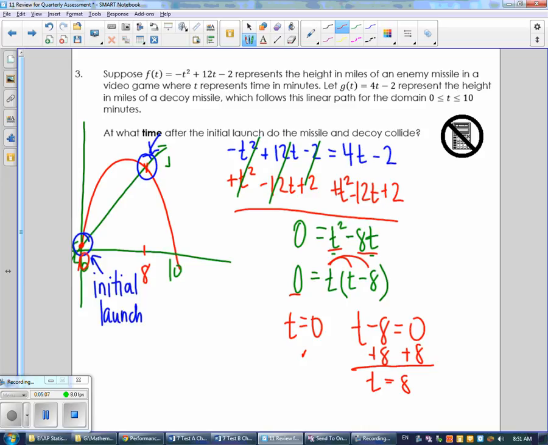And since I'm interested in where they collide after the initial launch, I'm going to be looking at that 8 seconds. Another way of checking this would be to make sure that your answer is within the domain of that missile. And so again, you want to make sure that you use appropriate units. Because our time is measured in minutes, I want to say 8 minutes. So they collide. It takes them 8 minutes to collide.